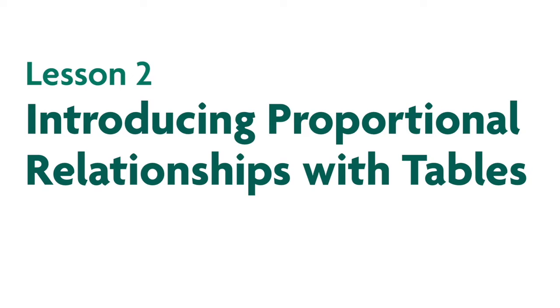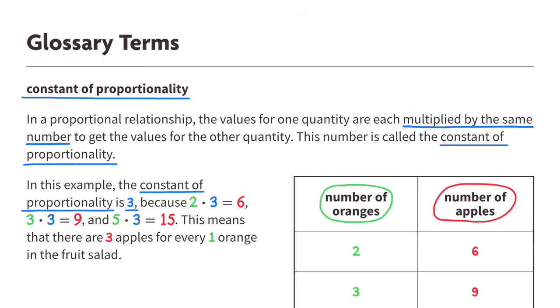Seventh grade, Unit 2, Lesson 2, Introducing Proportional Relationships with Tables. There are a couple key glossary terms in this unit. The first term that you need to know is constant of proportionality.